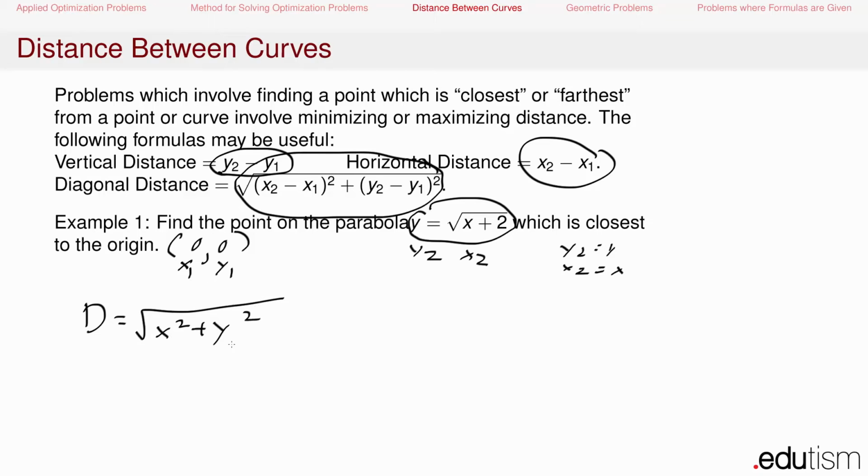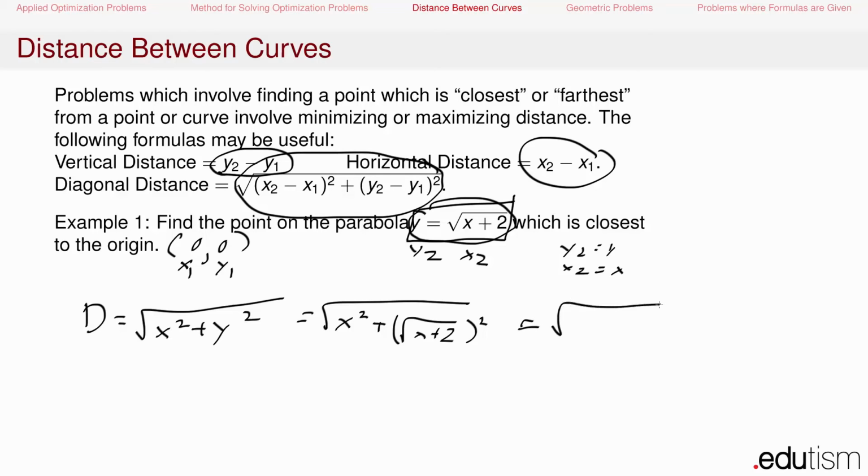Now, this is a formula with 2 variables in it. We want to eliminate one of the variables, so we're going to use this equation, which is what's called a constraint. So we do this, we have x squared plus the y is going to be square root of x plus 2, squared. This basically gives you the square root of x squared plus x plus 2. Now we could try minimizing this d here. However, if we take d squared, it'll make the formula simpler.